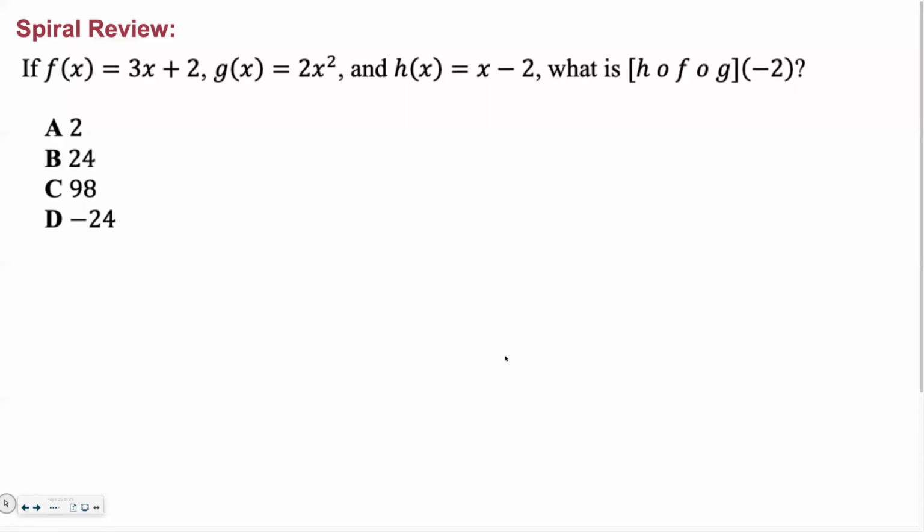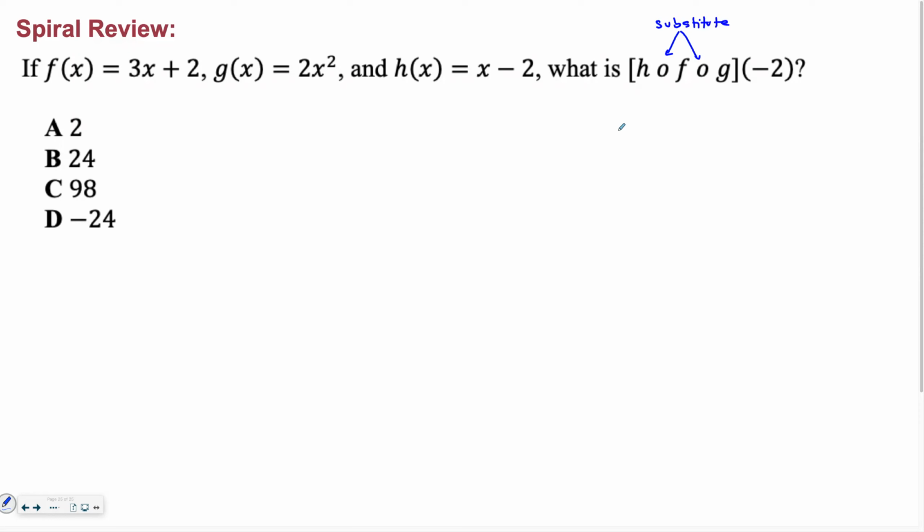And let's spiral review one more problem as well. It says if f of x is that equation, g and h, what is h of f of g of -2? Well, these symbols here, when you see the 0, it looks like O's. They're not zeros, they look like O's. That in math means to substitute.